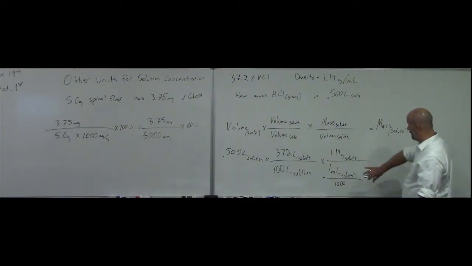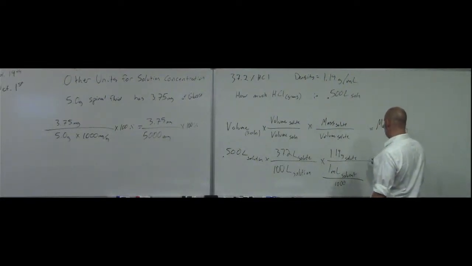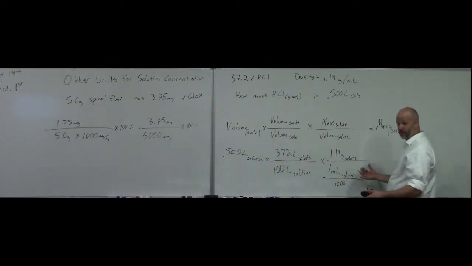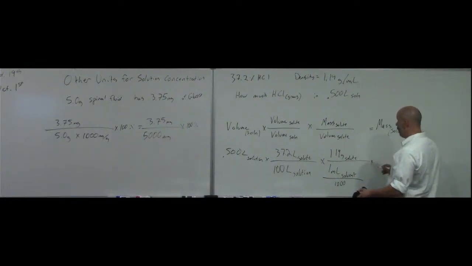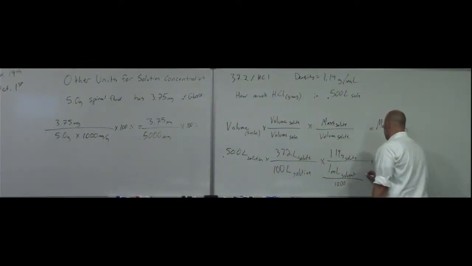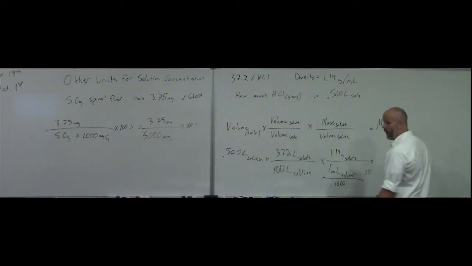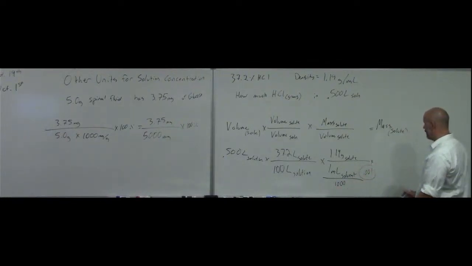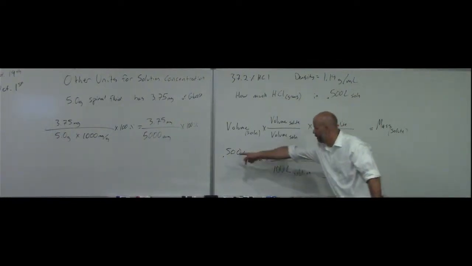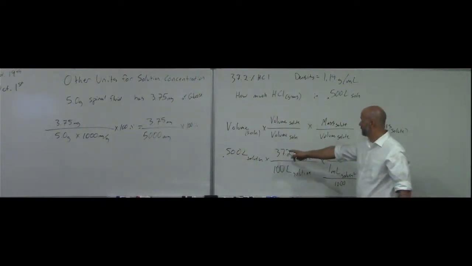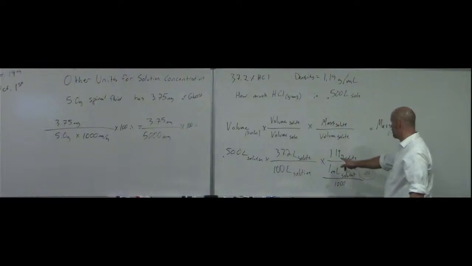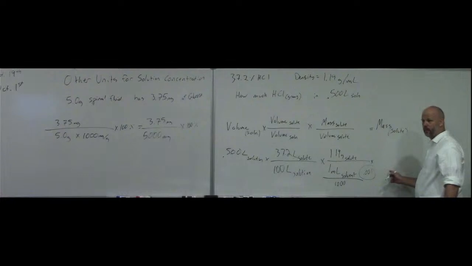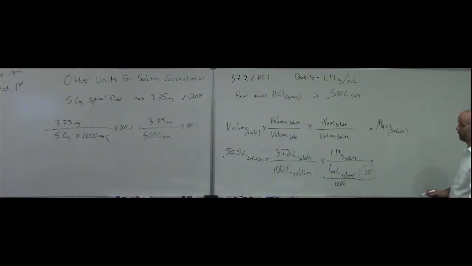Well, I can flip that, right? I can use the reciprocal of this. I could just multiply it out here, or I could come down here and go, hey, it's 0.001, because that's the equivalent. 1 over 1,000 is 0.001. So when you plug this into your calculator, you go 0.500 times 37.2 divided by 100 times 1.19 divided by 1,000, and that's going to give me my number, right? So plug that in. We'll see what we get.